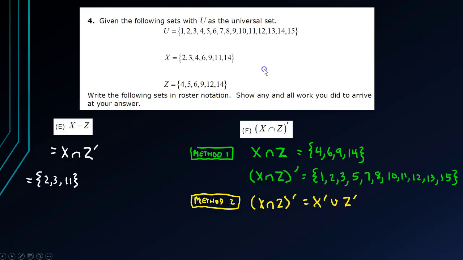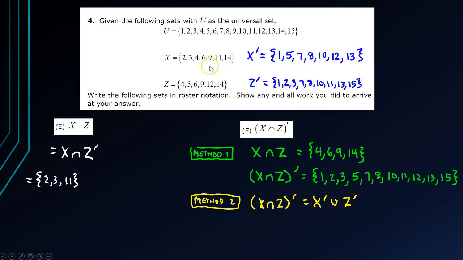So what I can do then is, looking at these sets here, going back to X prime, it is going to be all those numbers in here that aren't in X, and Z prime is going to be all these numbers up here that aren't in Z. And I come up with this list, and then I'm going to do a union of that. So anything that's in one or the other.